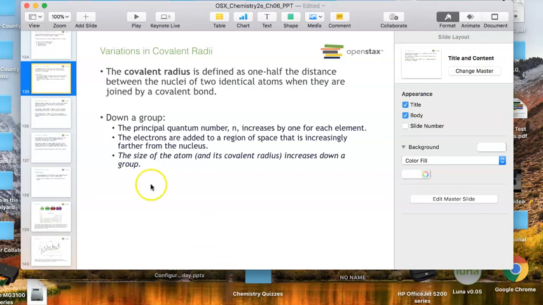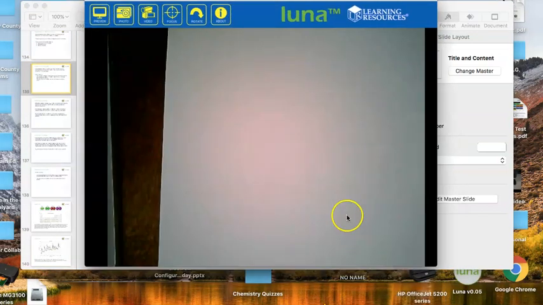Down a group, the principal quantum number n increases by 1 for each element. The electrons are added to a region of space that is increasingly farther from the nucleus. The size of the atom increases down a group. So if we think about atomic size, what is the atomic size of an atom? Well, even though the definition is two adjoining identical atoms, you can think of it in terms of a single atom.